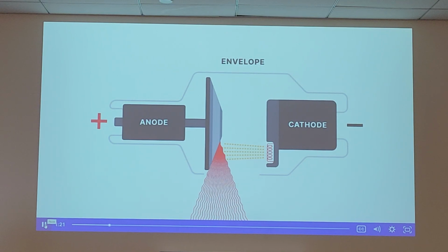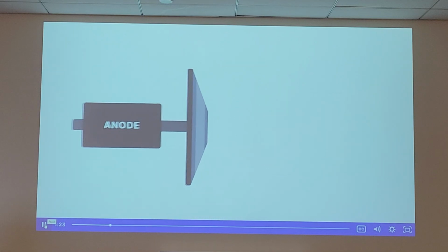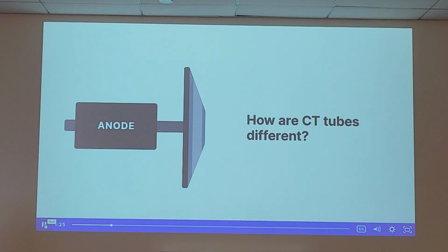of x-ray production. So how exactly are CT x-ray tubes different from normal x-ray tubes? Many CT procedures require a continuous x-ray exposure which may last for several seconds. As a result of this, a significant amount of heat is produced inside of the x-ray tube during a CT scan.